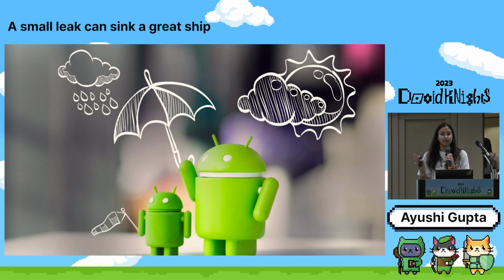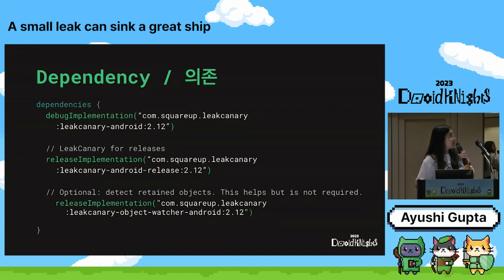So now you have seen all the capabilities of LeakCanary. Let's see how we can add it into our code base. These are the simple dependencies that can add LeakCanary into your code base. If you notice, we have debug implementation. We have release implementation as well. When we are talking about debug implementation, it will not have any referencing in release builds.